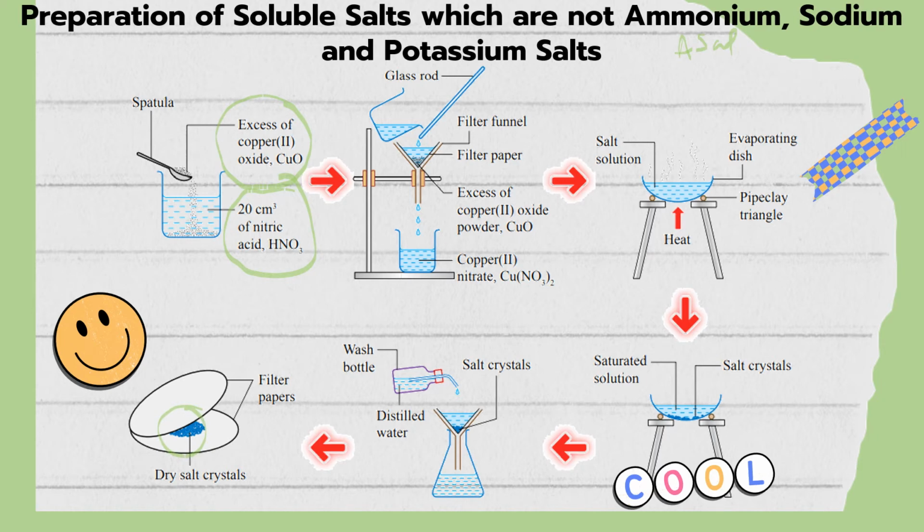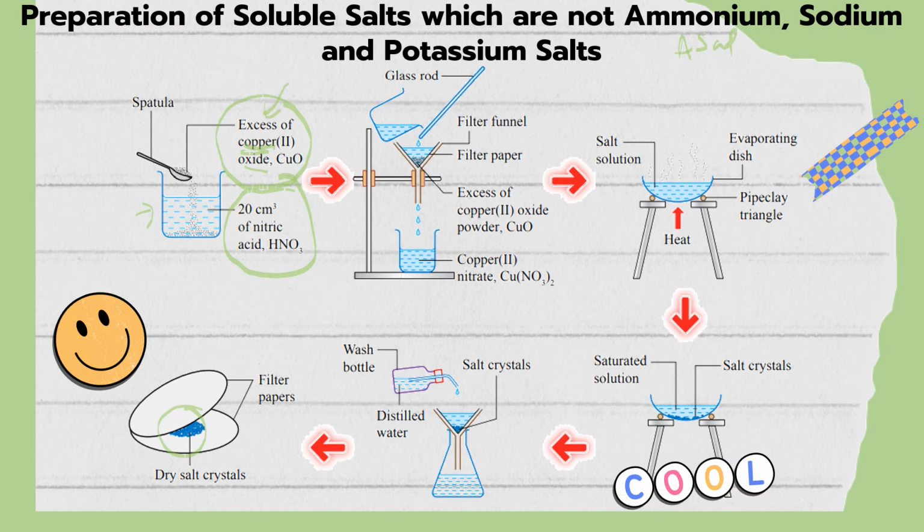You put the acid in a beaker, and then add solid copper(II) oxide bit by bit, and stir it. How do you know it is in excess?